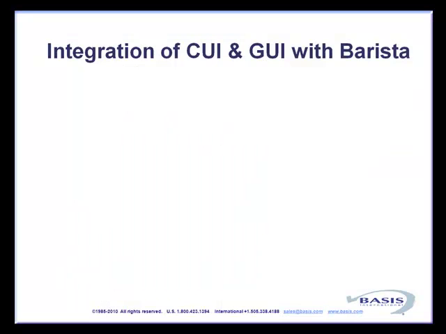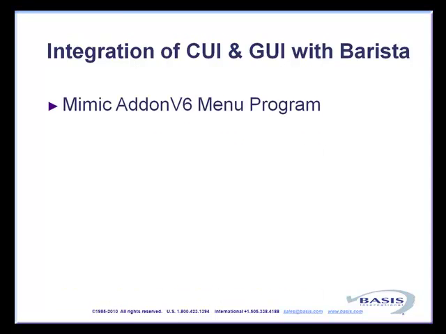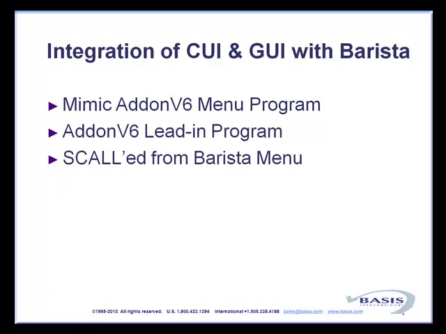So let's have a look at our integration steps of moving these two together to run more seamlessly in one environment. We wanted to mimic the Addon Software version 6 menu program. After all, it does various setups. It does certain checking and setting of the terminal ID, of the username and password, and we didn't really want to have to run a separate menu program for our character modules and then a different menu program for our GUI modules. So we created the Addon version 6 lead-in program, which really mimicked the same functionality that the version 6 menu program did, but allowed us to run this from within the Barista framework.